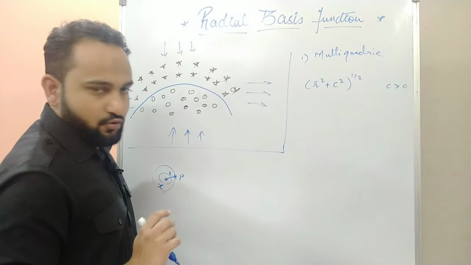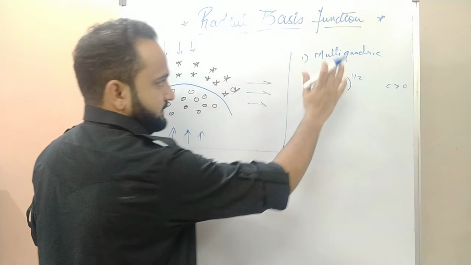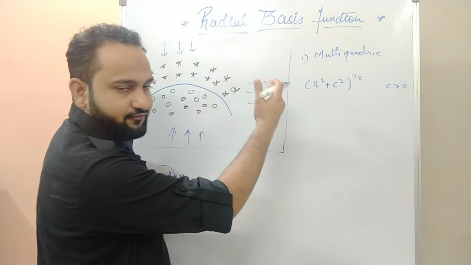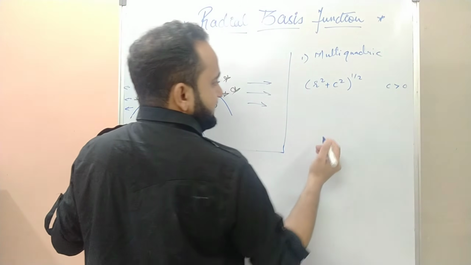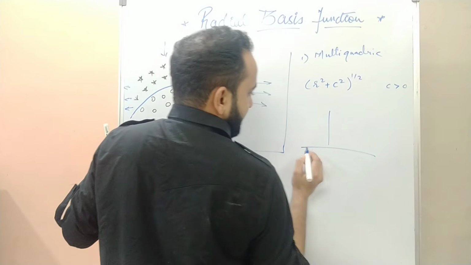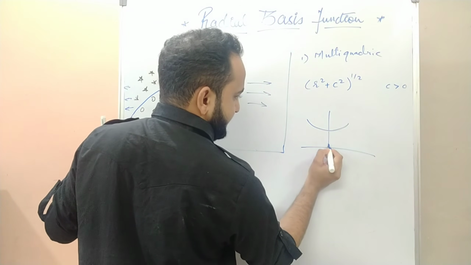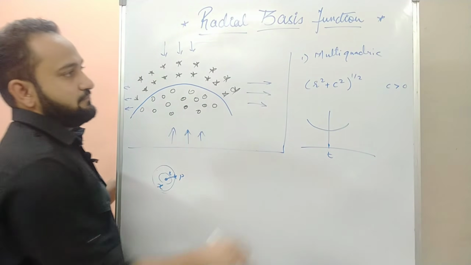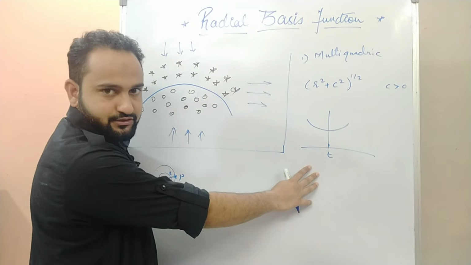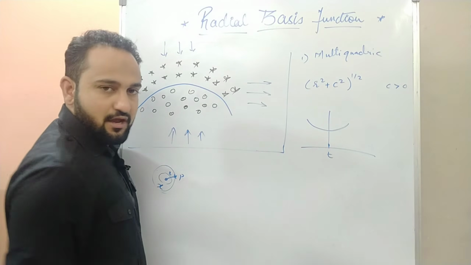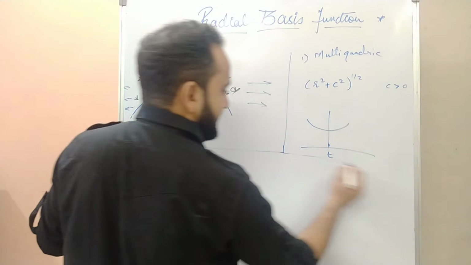It should not be negative. Okay, so if you draw a graph of this particular function, it looks something like this. With respect to t, I'm drawing it. So your multi-quadric function looks something like this. That's the first function that can be used by RBF.